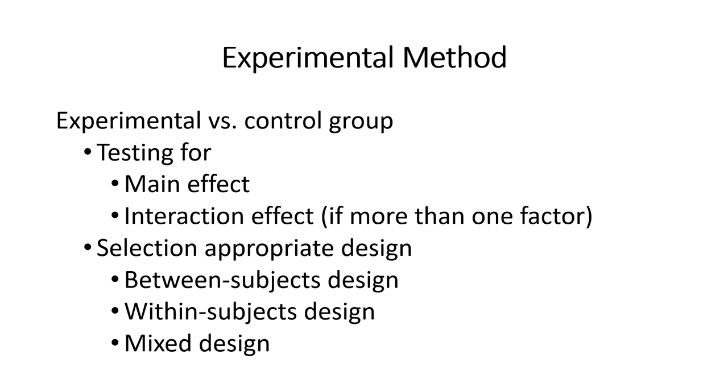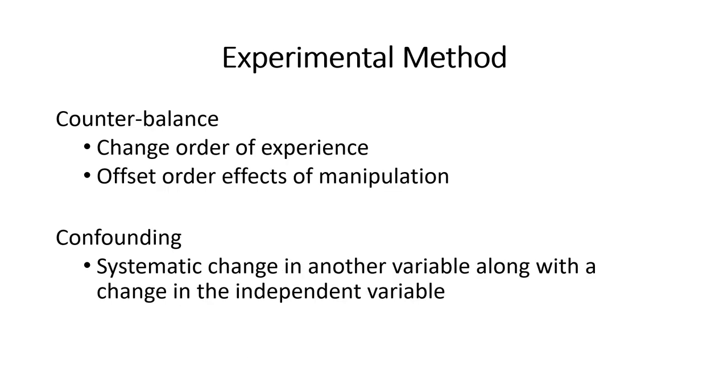The types of design I have just discussed: between subject, using two different groups of people; within subject, using the same group of people; and mixed design, using a combination of these two. In experimental methods, we can use something called counterbalancing. In counterbalancing, what we do is, for some people in the experimental group, we will first give the control condition and then the experimental condition. But for the second person, we will start with the experimental condition first and the control condition second.